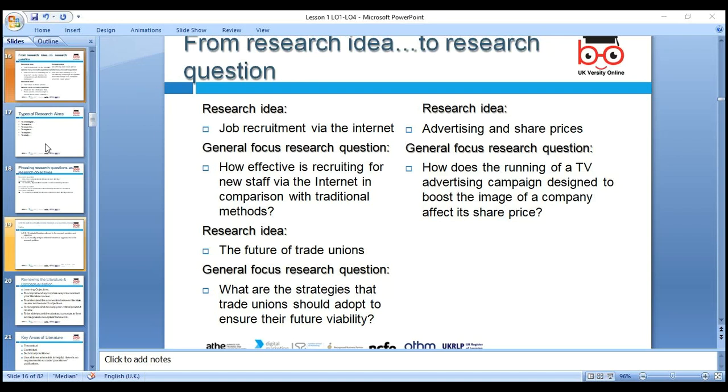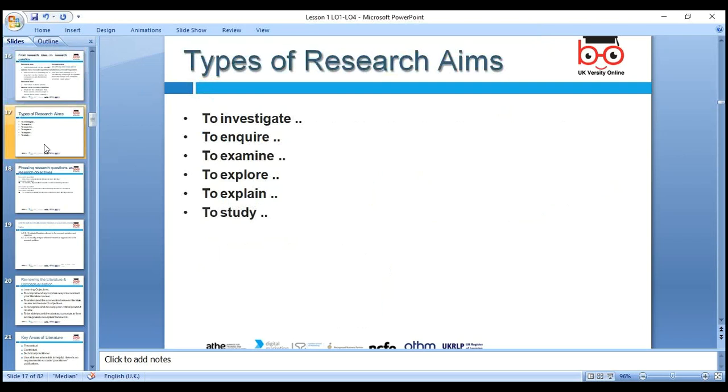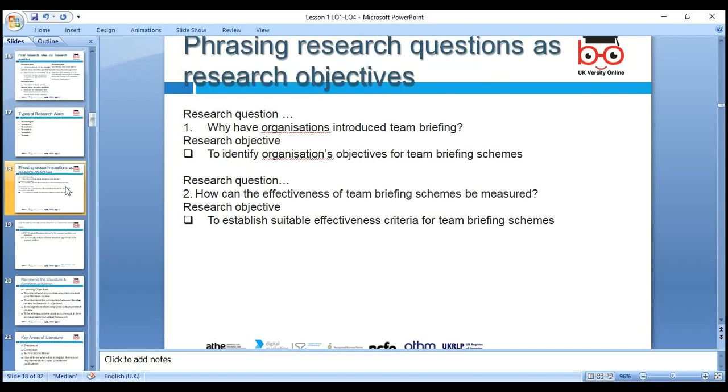So you need to look around how we'll do it and what we want to achieve. When you do research, the research aim can be to investigate, inquire, determine, explore, explain, and study. So when you say to investigate the prices in the supermarket, you want to inquire about something, you want to examine or you want to explore. So you can use the verbs before, you know, when you write the questions.